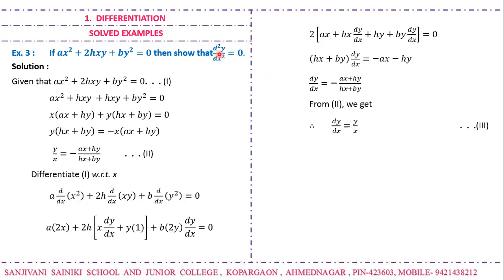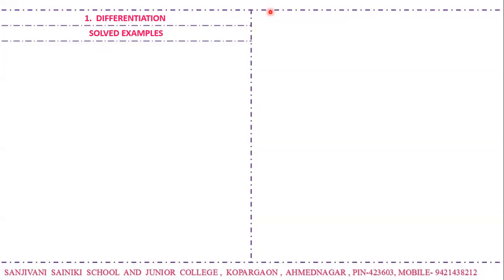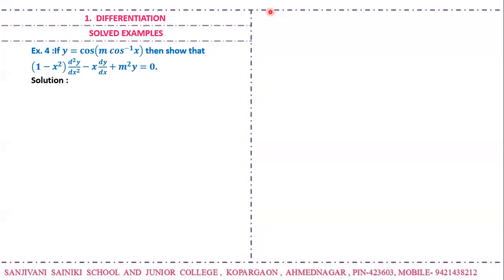We want d2y by dx square. So differentiate this function with respect to x. We get denominator square, denominator as it is, derivative of the numerator, minus numerator as it is, derivative of the denominator. So x into y by x minus y upon x square. So d2y by dx square is (y minus y) upon x square. So 0 upon x square is 0. So we get d2y by dx square is 0.